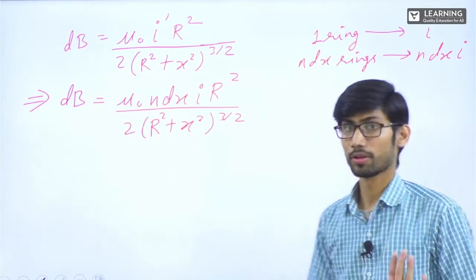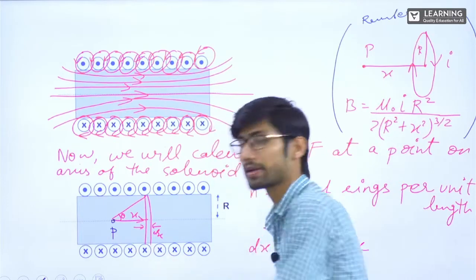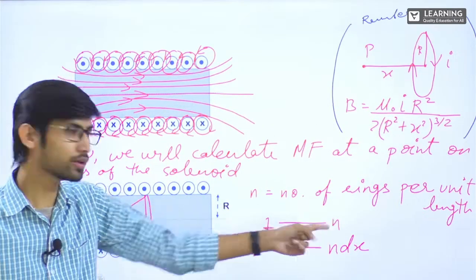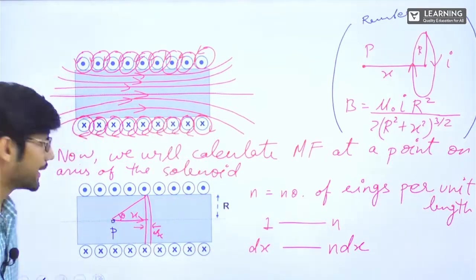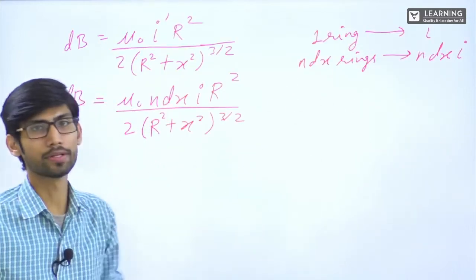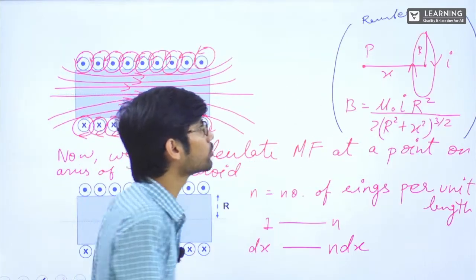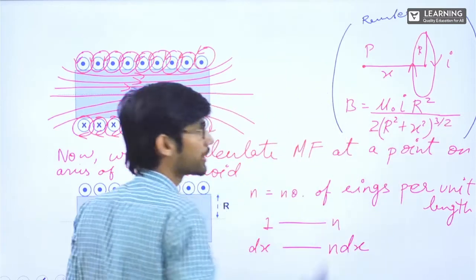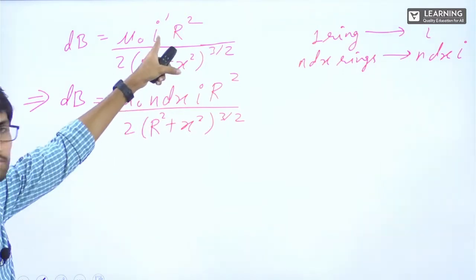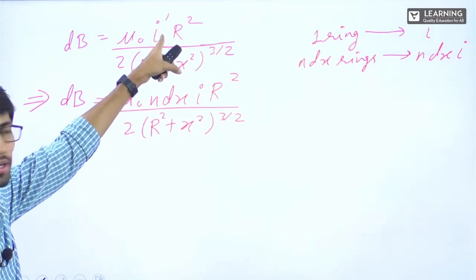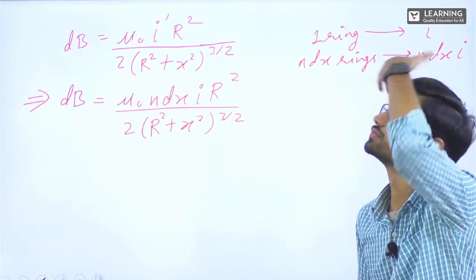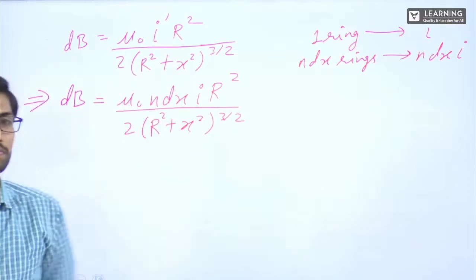So first, remember what we did: we took an element. In this element, how many rings are there? In a unit length n, so in dx length, n dx rings are there. In one ring, the current is I. So in n dx rings, current is n dx into I. Due to one ring, magnetic field is mu naught I r square upon 2 times this, right? So due to n dx rings, magnetic field will be this. Current in n dx rings I have written, I have expanded here. Clear? Note it down.